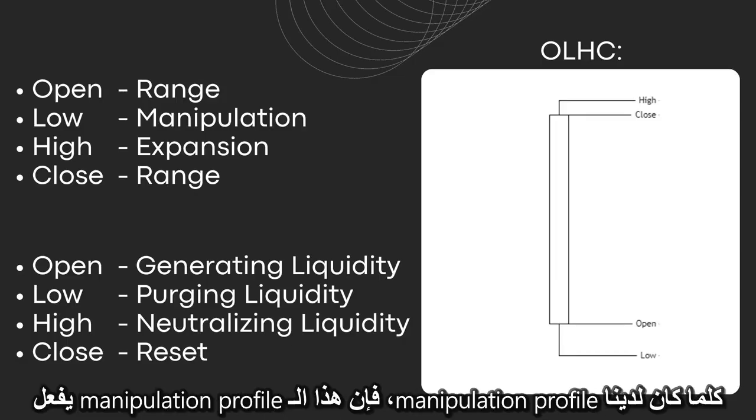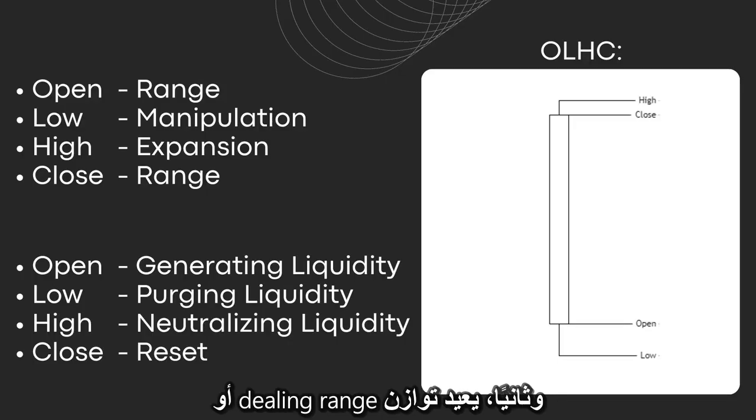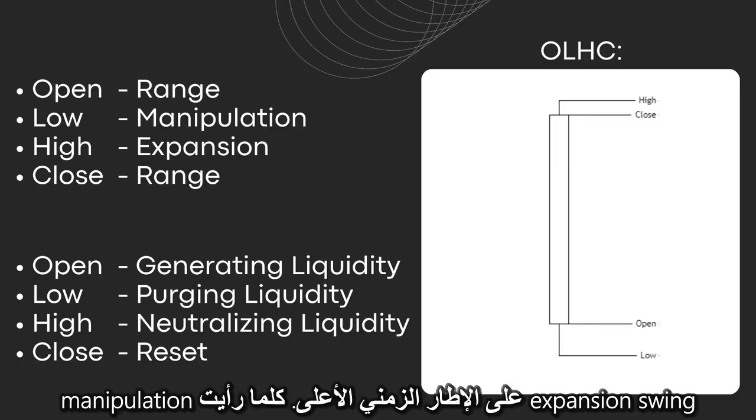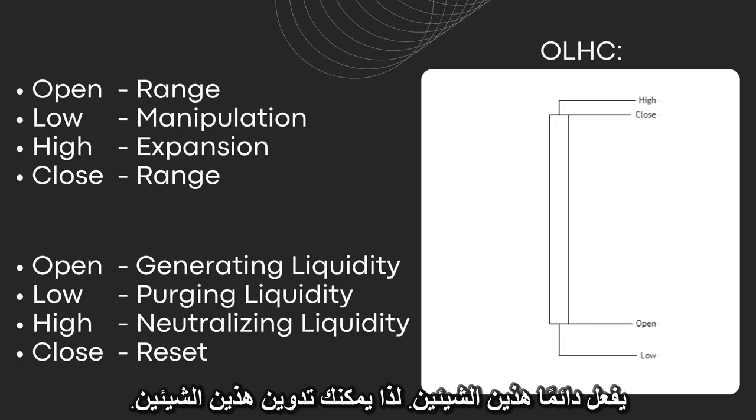Whenever we have a manipulation profile, that manipulation profile does two things. It first of all purges the liquidity that we generated earlier, and second of all, it rebalances a dealing range or an expansion swing on the higher time frame, right? Whenever you see a manipulation profile and you backtest those things, you're going to see that it always does these two things, right? So you can note these two things down.